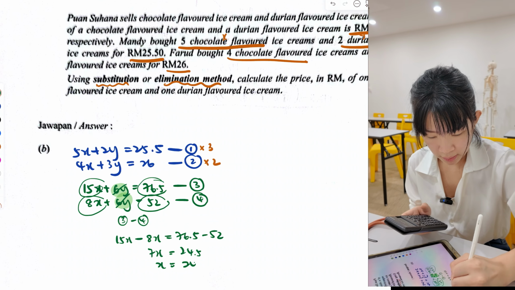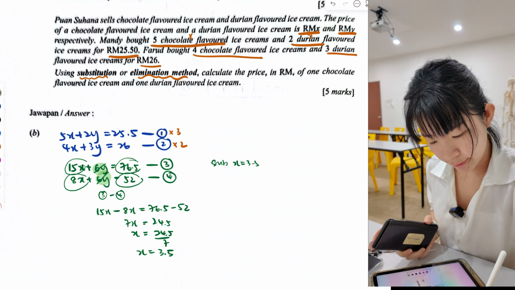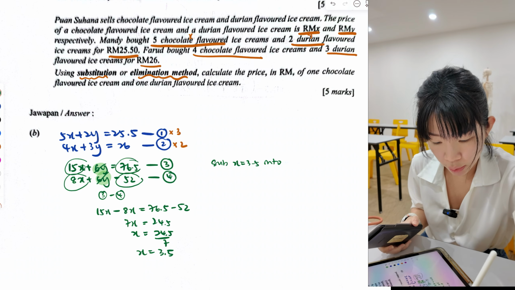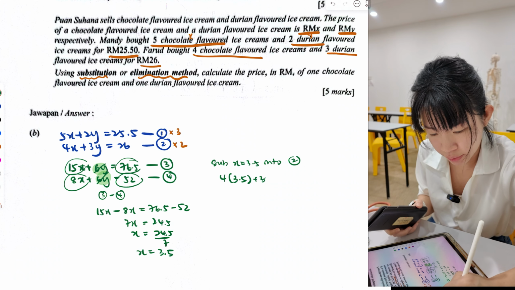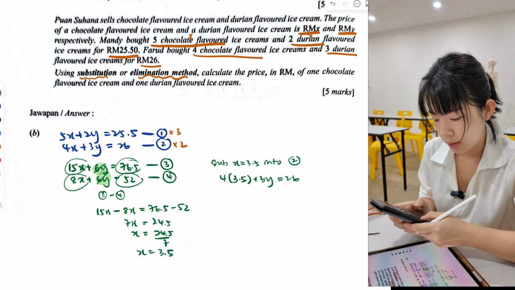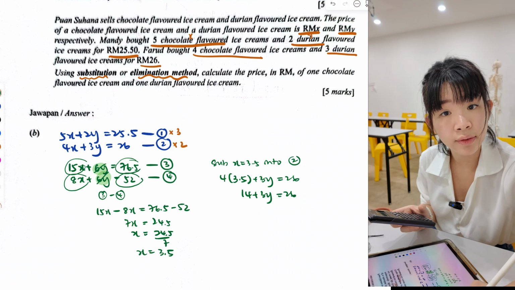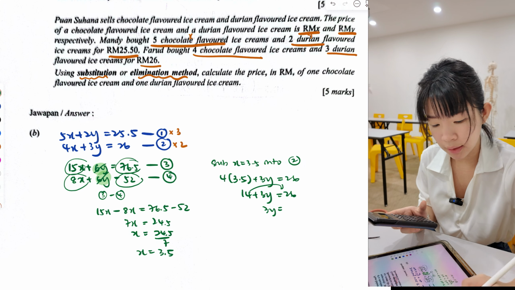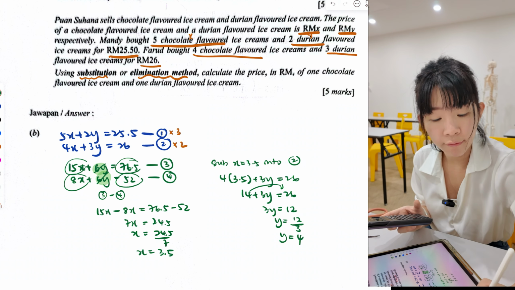x is 3.5. Now to find y, we substitute x equal 3.5 into one of the equations, 1, 2, 3, 4, anything you like. Let's say I choose equation 2. 4x, x changed to 3.5, plus 3y equals 26. 4 times 3.5, 14, plus 3y equals 26. So 3y equals, the 14 brought over, 26 minus 14, 12. So y equals 12 divided by 3, so we get 4.